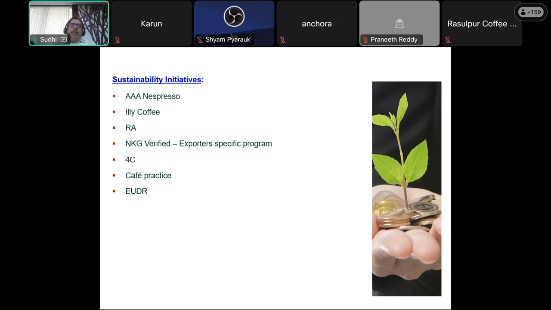And now the new initiative which has come up is the European Deforestation Regulation. Coffee which gets exported from the beginning of January 2025 and placed in the EU market has to be certified that the coffee is grown in a non-deforested area. This is a new regulation which has been passed in the EU, and it is seeking a lot of attention today.